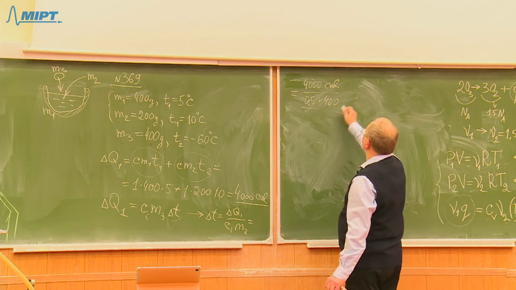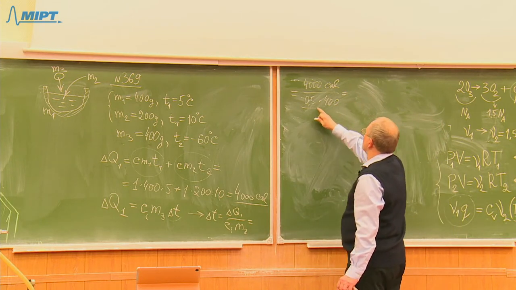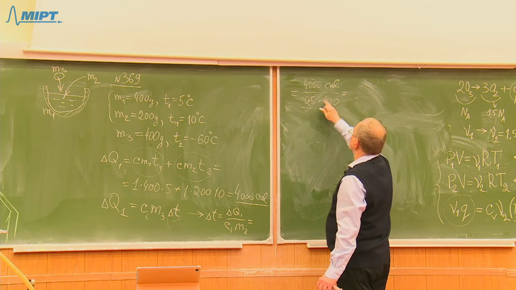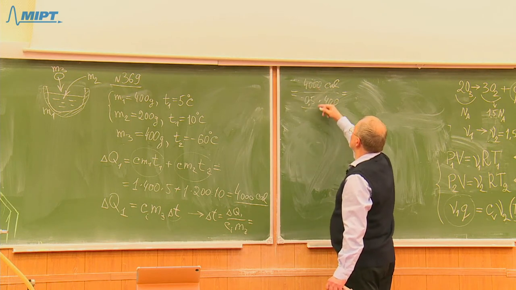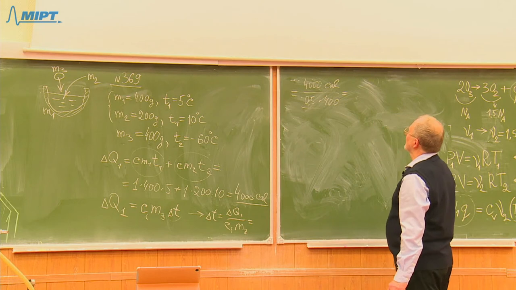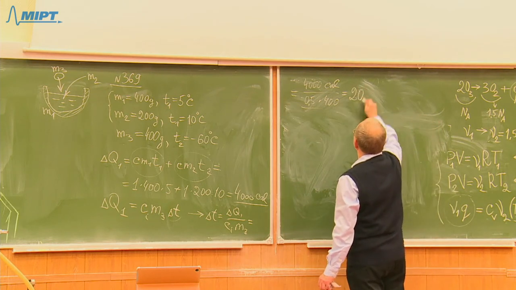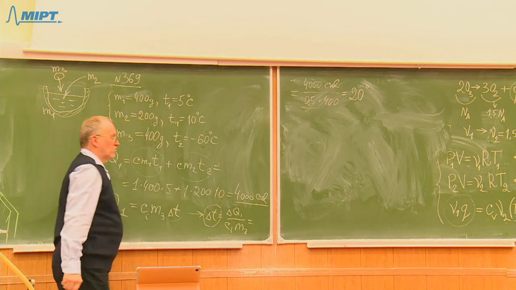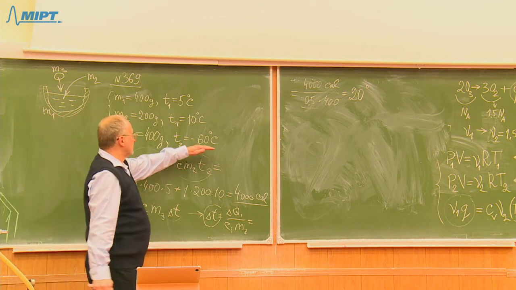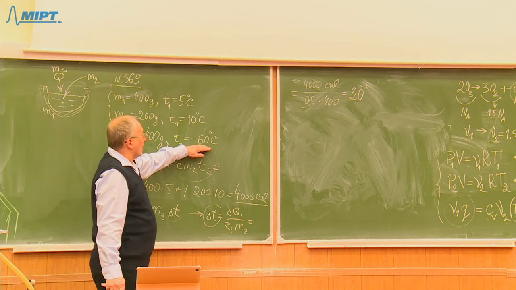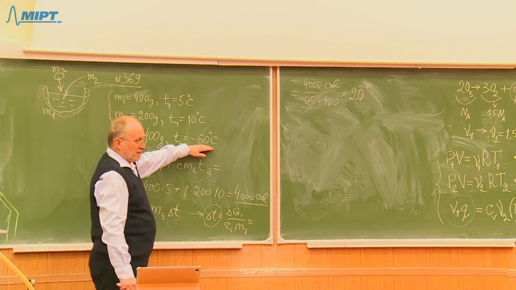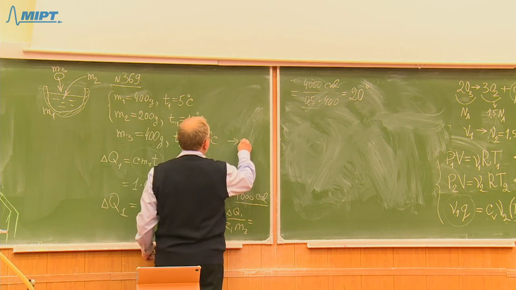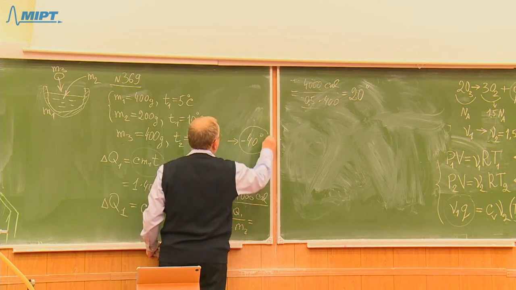So that will give us what? 400 times 0.5 is 200, and 4,000 divided by 200, that will be 20 degrees. That is the temperature difference for the piece of ice. The initial temperature was minus 60. And this piece of ice will be heated by 20 degrees. So the final temperature of ice will be minus 40 degrees Celsius.